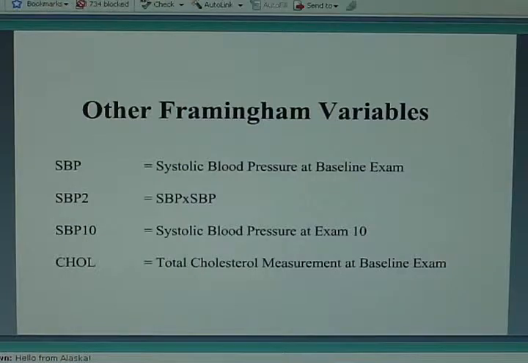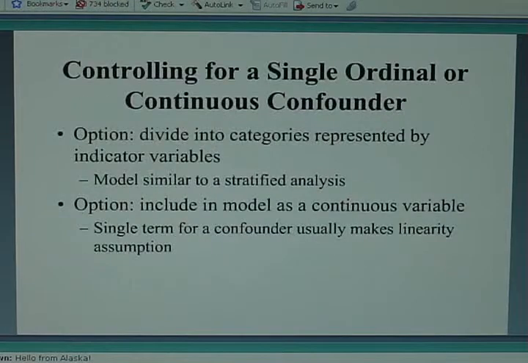So we're going to be using SBP, SBP2, and cholesterol as confounding factors we want to control for with these models as we go through today. We'll use SBP10 later on today as an outcome variable, measuring the person's blood pressure 18 years after the study began. Okay. So if you remember where we left off last week, we were talking about how you control for confounding factors, a single confounding factor, and we talked about controlling for age as a binary variable last week, above and below age 55.